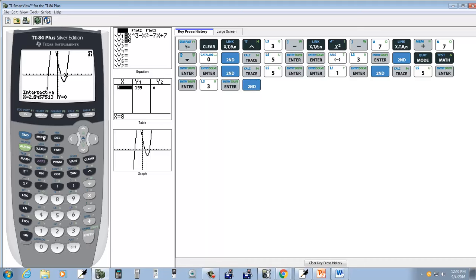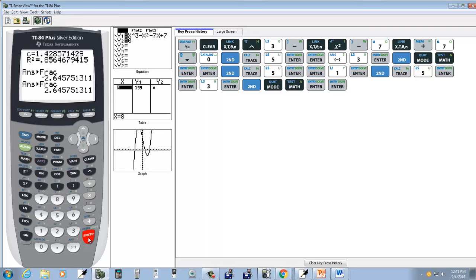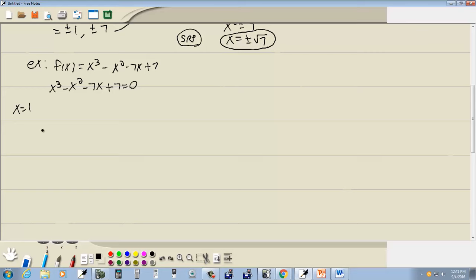We'll do second mode, and then we'll do math, enter. Now that doesn't change to a fraction. They actually come in pairs. If you have one decimal that will not change to a fraction, you'll have a second one. So all we found via the calculator was x equals 1. That's okay. We'll work with what we got.